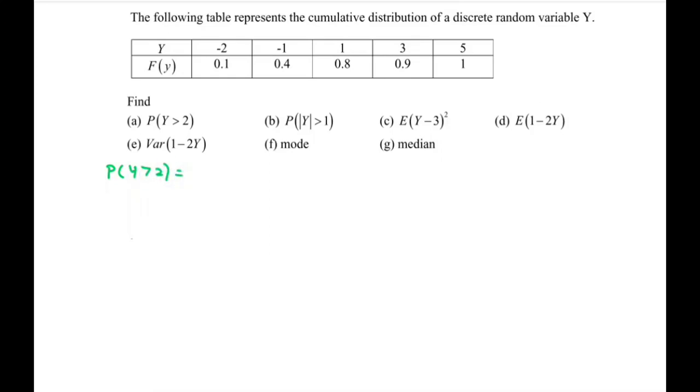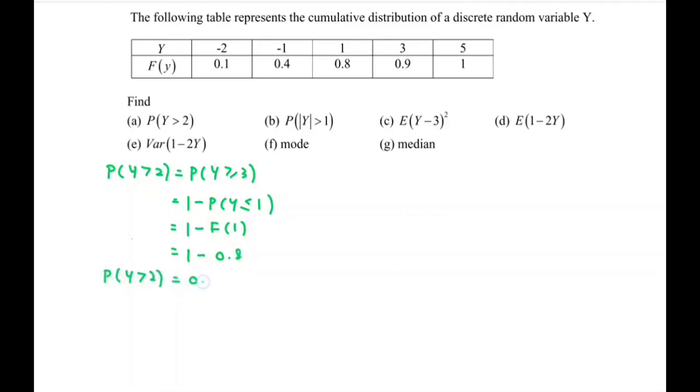Kindly modify the situation. We have the probability that y greater than or equals to 3. Meaning that in here we are going to pick the 3 and also the 5, meaning that we don't want the -2, -1 and also the 1. So making use of the CDF, we have 1 minus the probability that y less than or equals to 1, which is 1 minus F(1). In here we have 1 minus 0.8. So the probability y greater than 2 will be equals to 0.2.